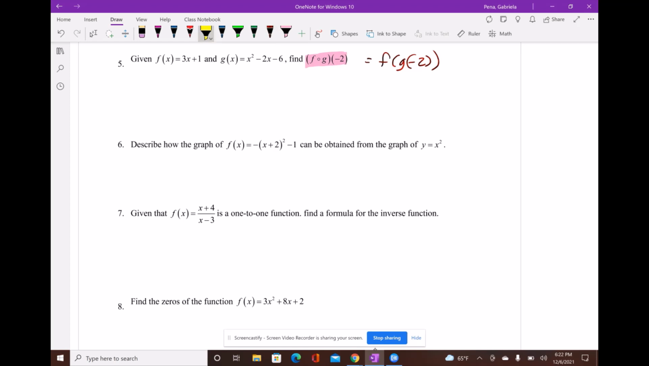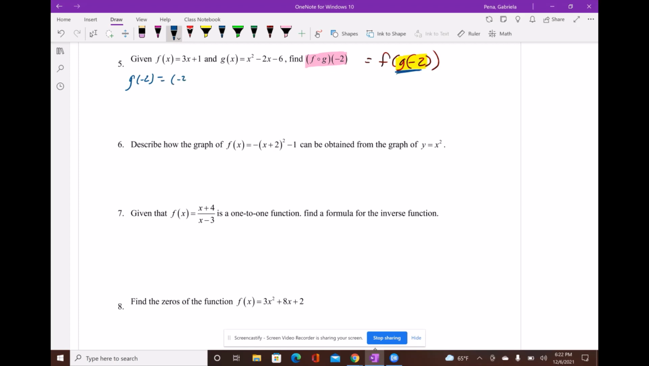Plug in the g into the f. Before that, plug in the negative 2 into the g of x. That's the first thing. And this one is like you're working backwards. So I have to first do g of negative 2. That's the first thing you're supposed to do.